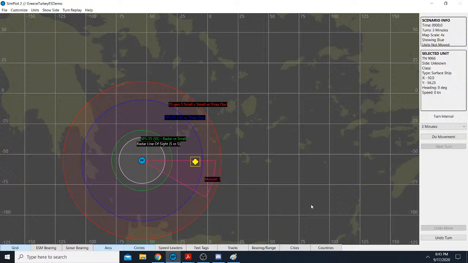Does that make sense, everybody? What we just went over? That was a good example, actually. Would the OHP know it's hostile based on the type of radar it's using?